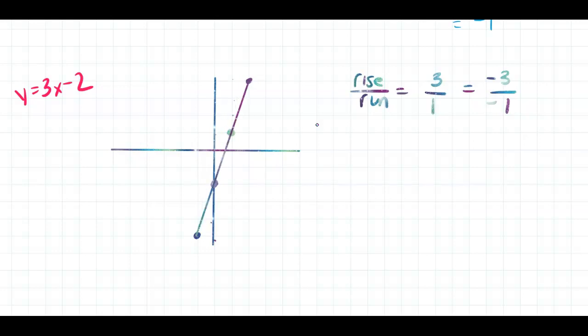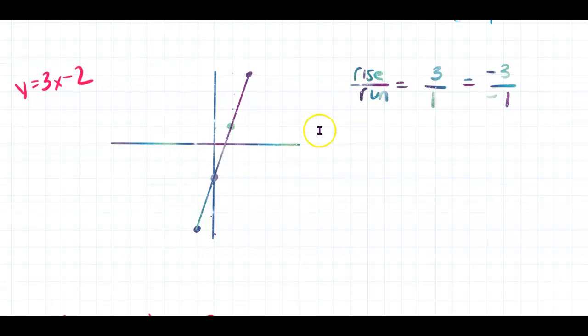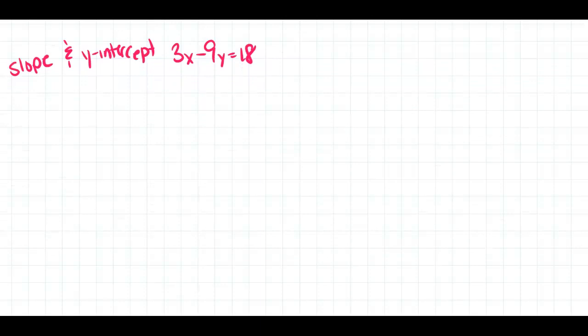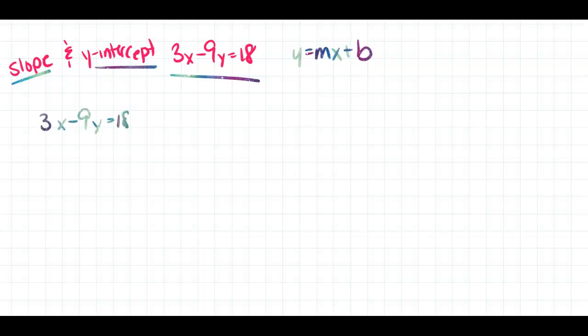Okay. All right, next. They give us this equation in standard form. This is standard form. I don't like standard form. But they give it to us there. They want us to find the slope and the y-intercept. Easiest way to do that is to change it into y equals mx plus b. So I'm going to show you two ways, okay? So first way, 3x minus 9y equals 18.